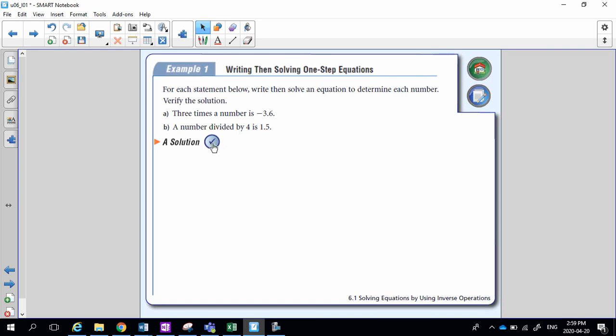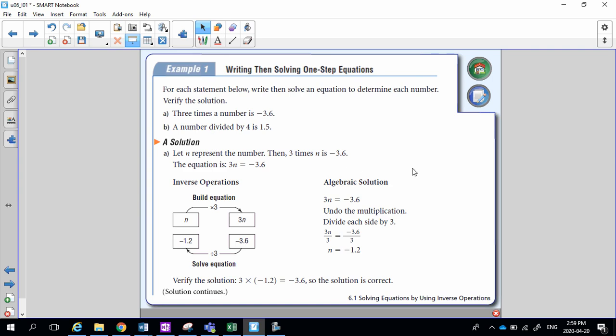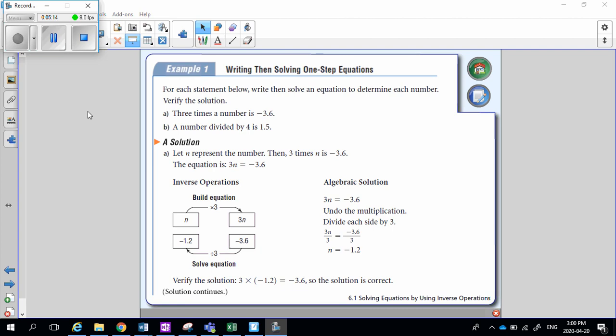So if we were going to write that out, well, that's a lot all at once. N could be our variable. Okay, so if we said a number is n, so that's the number, 3 times a number, 3 times n is equal to minus 3.6. So there's our equation. If we wanted to build using these boxes, we'd say we start with n, multiplied by 3, we got 3n. 3n is the same thing as minus 3.6. That's what equals means. This side's equal to that side.